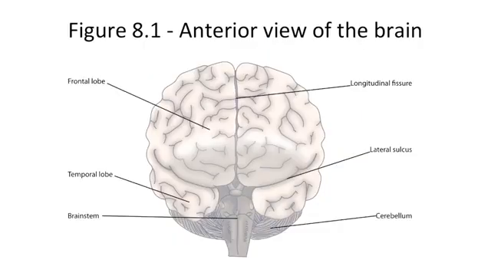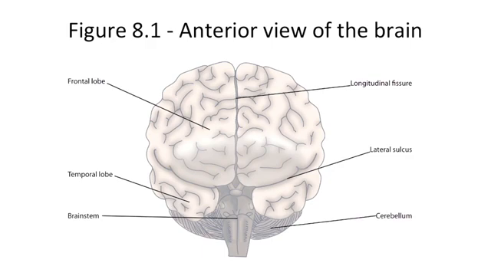This is figure 8.1 from your text, which is an anterior view of the brain. First, let's go over the major grooves of the brain. These are also called fissures or sulci, and there are 4 major grooves that you need to be familiar with for step 1. These include the longitudinal fissure, the lateral sulci, the central sulci, and the parieto-occipital sulci. Let's look at each of these now.